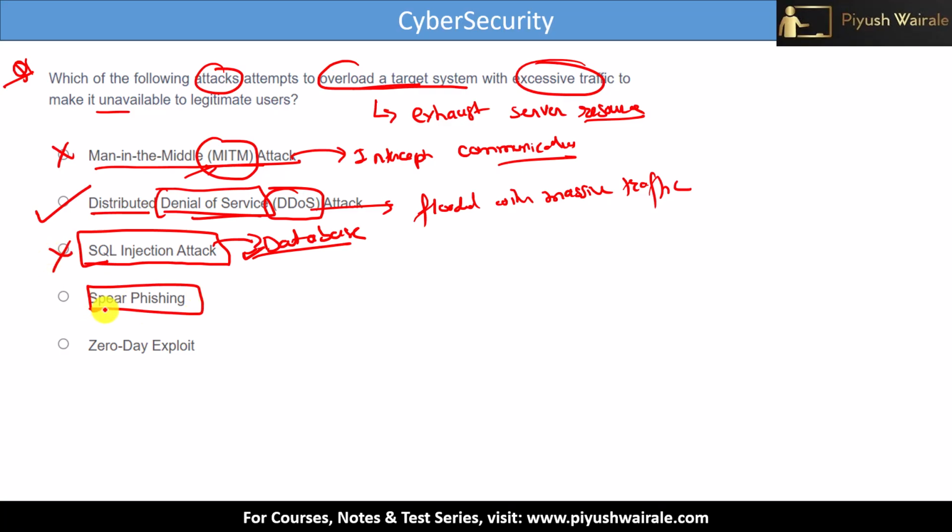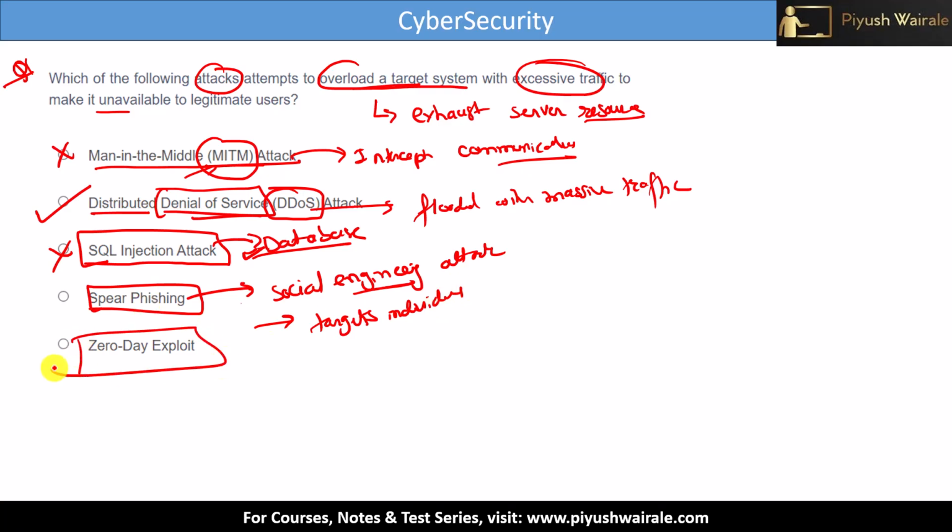What about spear phishing? This term deals with social engineering. It is a social engineering attack, and it specifically targets an individual. That is what spear phishing is.